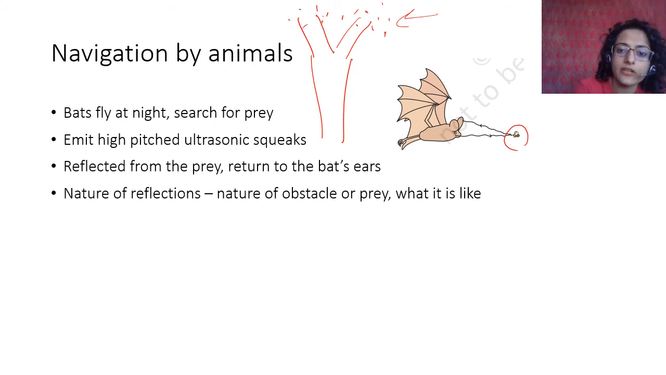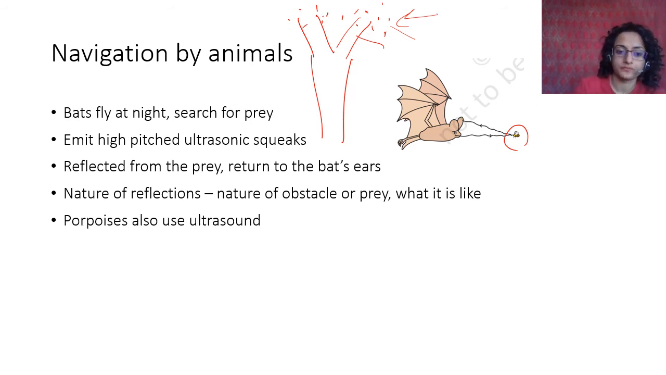So what will happen? It will get reflected from the leaves also. It will get reflected from the trunk also. So the bat knows what is there, and that is how they do echolocation.